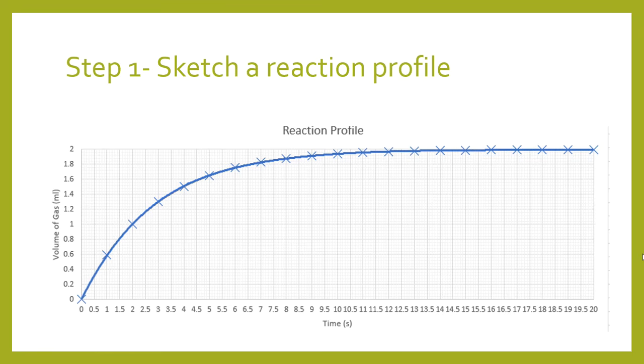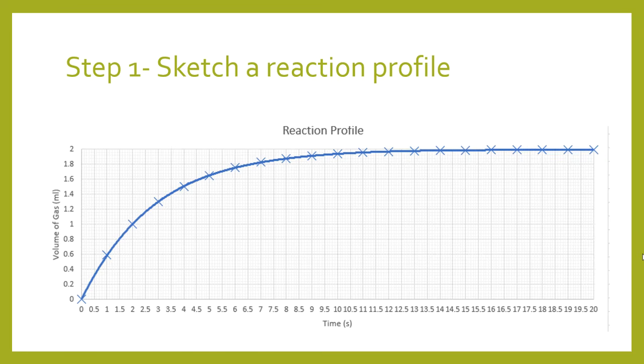So in this case, we have got time going along the bottom, and then we're looking at the volume of gas, which is a good way of measuring the rate of reaction. Because if you've got a reaction that's producing a gas, and that gas is being produced very quickly, so the volume is changing very quickly, that is going to imply a high rate of reaction.